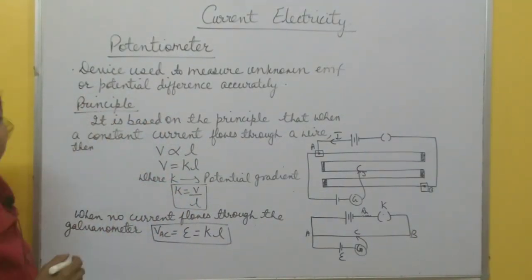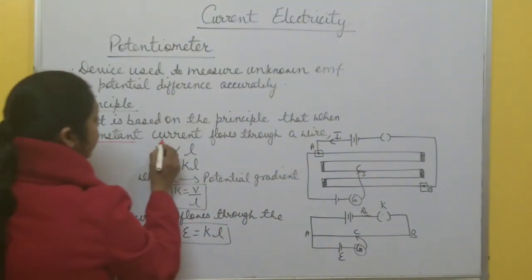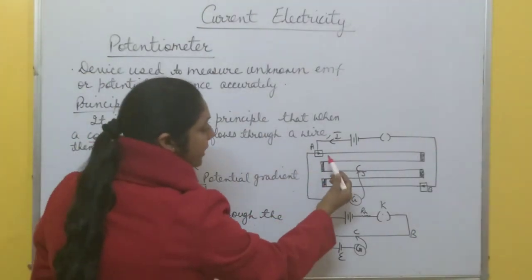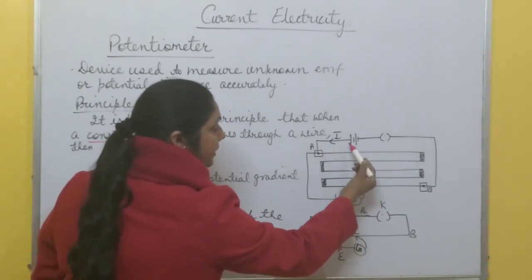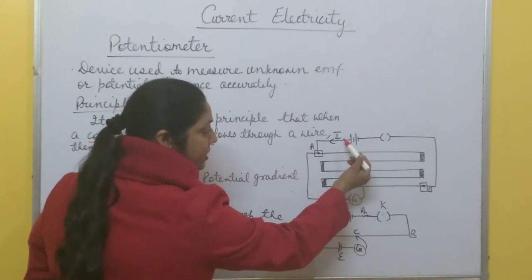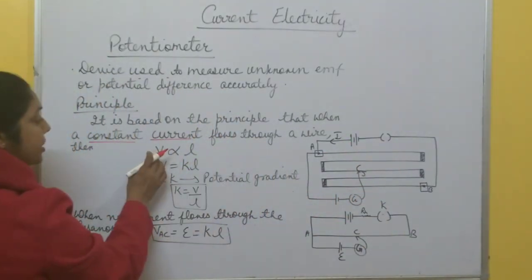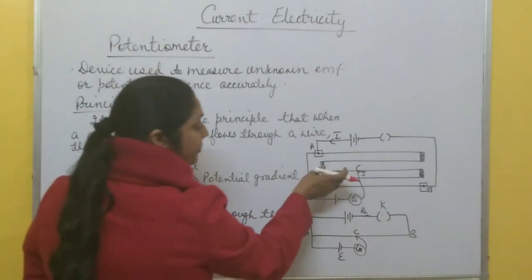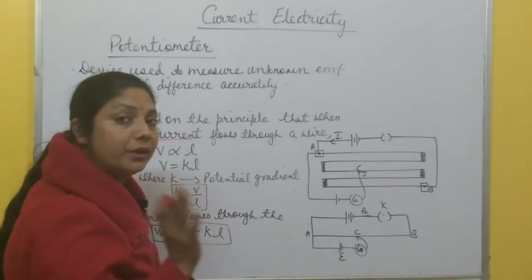On which principle is it based? It is based on the principle that when a constant current flows through a wire, suppose these are wires, a long wire, and if a constant current with the help of this battery or cell flows through this wire, then the potential difference across any point of the wire is directly proportional to the length of the wire.